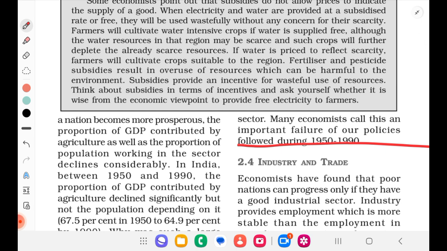Fertilizer and pesticide subsidies result in overuse of resources which can be harmful to the environment. Subsidies provide an incentive for wasteful use of resources. Think about subsidies in terms of incentives and ask yourself whether it is wise from an economic viewpoint to provide free electricity to farmers.